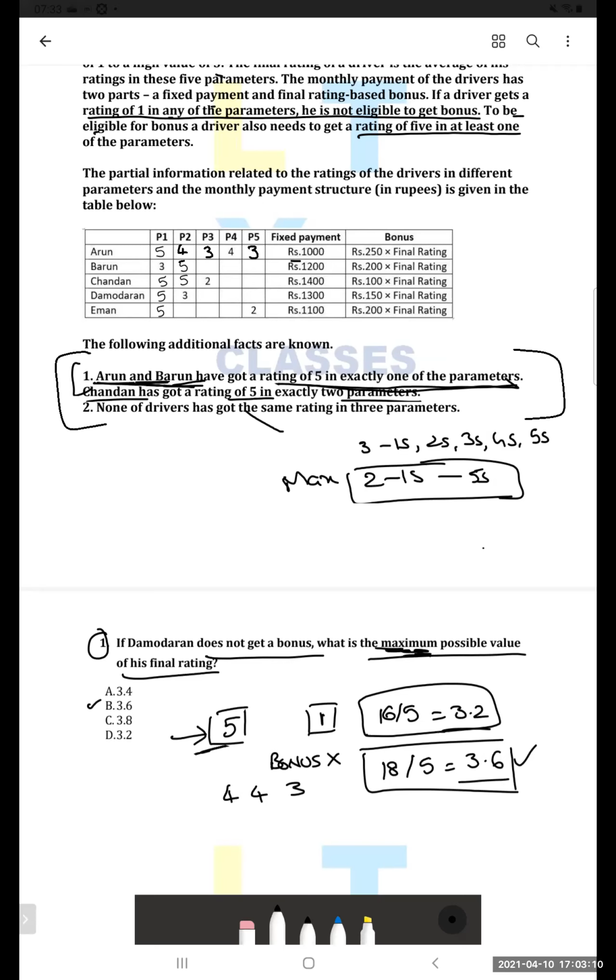Okay, let's go with the second guy. What could his ratings be? Nagaraju, 2, 4, 1, 3. 4, 4, 3, sir. Another 3, 4. 4, sir. One more 4. Okay, Chandan. What could the other ratings of Chandan be?